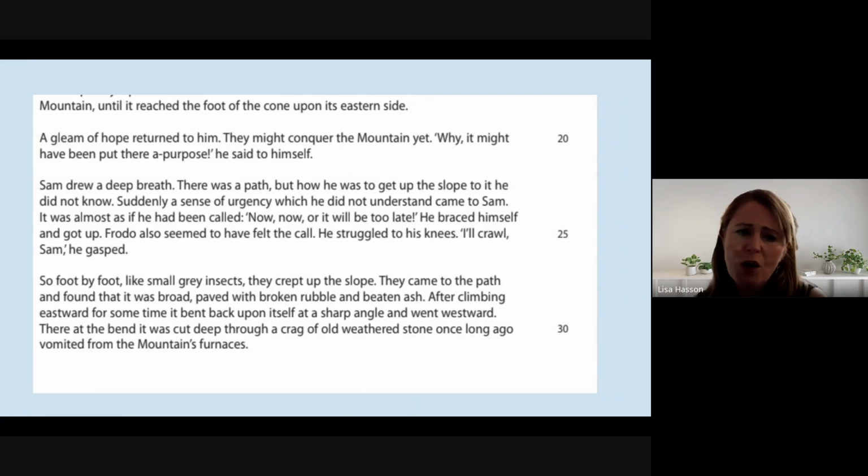So foot by foot, like small grey insects, they crept up the slope. They came to the path and found that it was broad, paved with broken rubble and beaten ash. After climbing eastward for some time, it bent back upon itself at a sharp angle and went westward. There, at the bend, it was cut deep through a crag of old weathered stone, once long ago vomited from the mountain's surface.